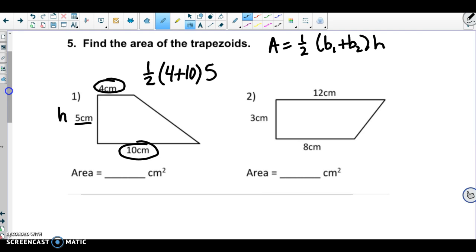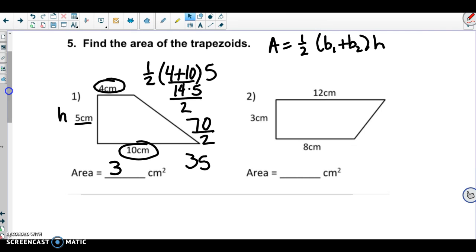So now it's just a matter of simplifying that. I have 14 times the 5 still, and I'm going to take half of that, so I'm going to divide by 2. Well, 14 times 5 gives me 70. And then 70 divided by 2 ends up with 35 centimeters squared. So then my answer should be 35 centimeters squared.